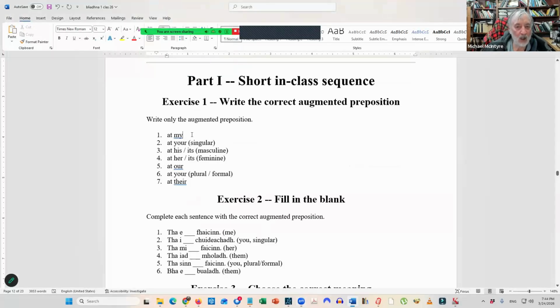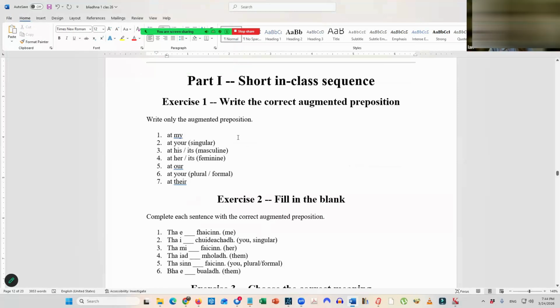So, the augmented preposition. Now I went over it, but can we come up with what "at my" would be? "Gum." Yeah, very good. "At your," singular? "Got." Very good.